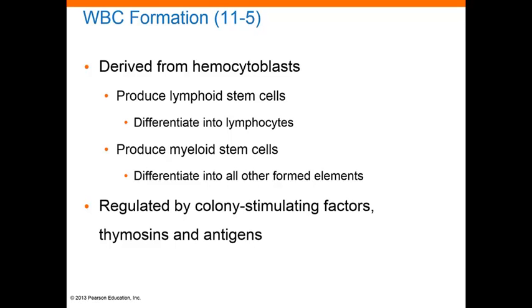Various hormones are involved in the regulation of white blood cells. White blood cells other than lymphocytes are regulated by colony-stimulating factors. Prior to an individual's maturity, the thymus hormones, thymosins, are going to regulate T lymphocyte maturity. And after maturity, lymphocyte development is stimulated by exposure to antigens, such as foreign proteins, cells, and toxins.